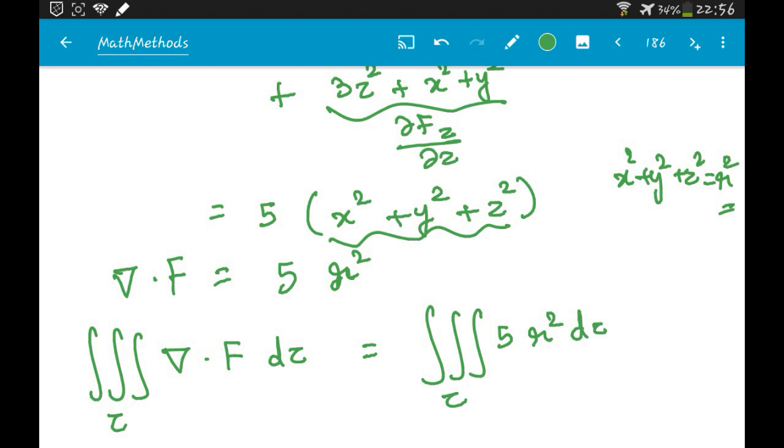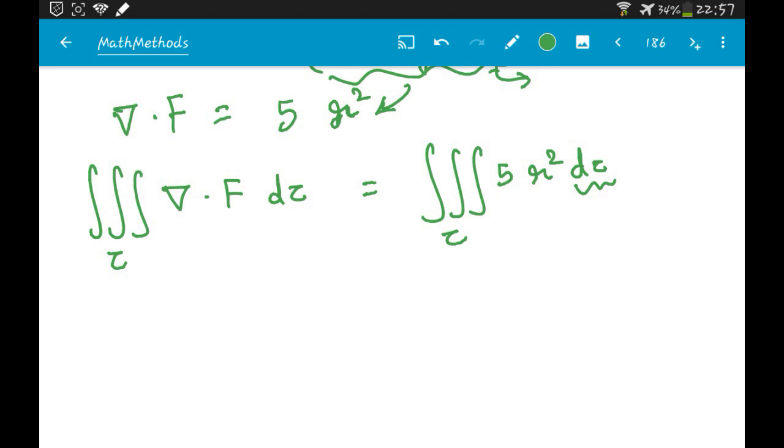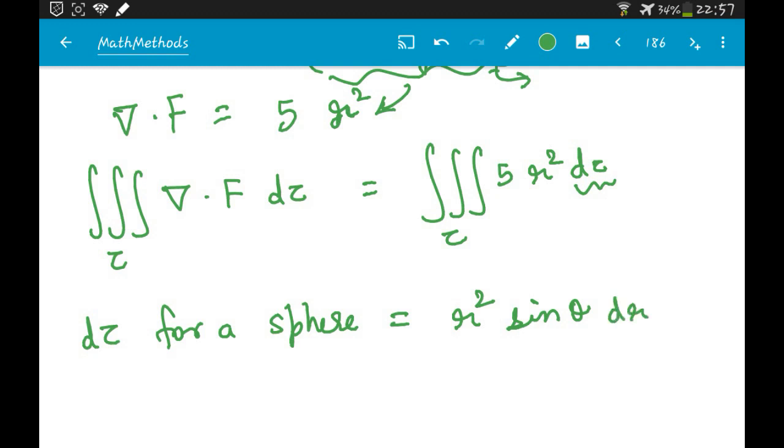So since we converted these into spherical coordinates, that's why we got it as r. So we have to convert d tau also to the spherical coordinates. What are the spherical coordinates here? So d tau for a sphere we already know, right? We can calculate this using the Jacobian, how we have done it before. So d tau would be r square sine theta dr d theta d phi. So this is our d tau in spherical coordinates.